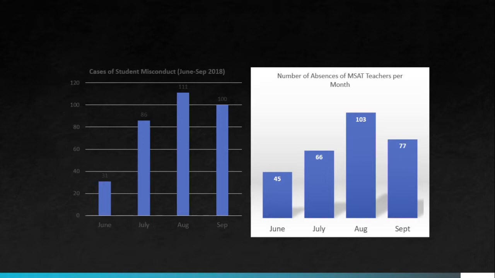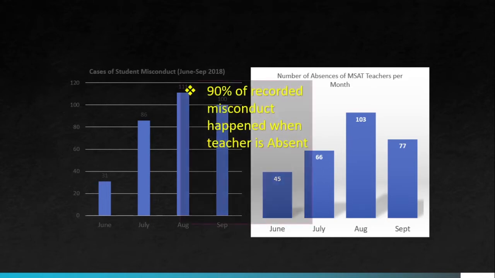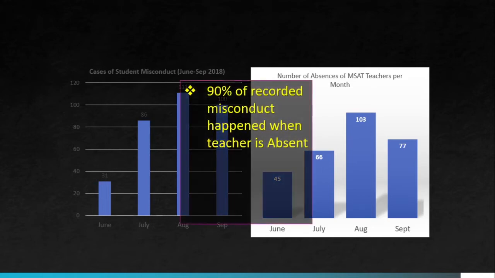But in the attempt of digging a little bit more, our CI team found something equally alarming: there were also a number of absences among teachers. As you have seen, the graphs correlate. To be specific, 90% of the recorded misconduct happened when the teacher is not around. And to get the average, there were at least 4 teachers absent per day.